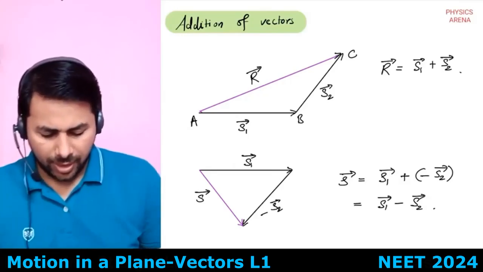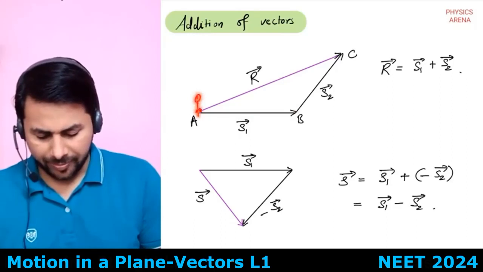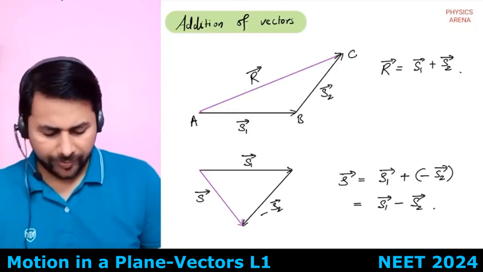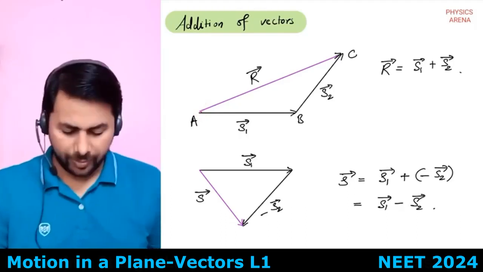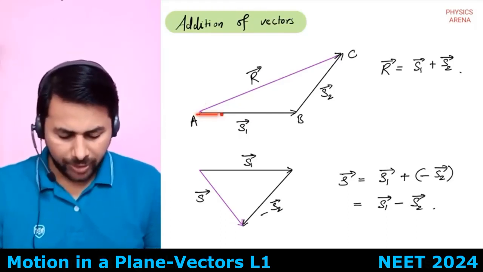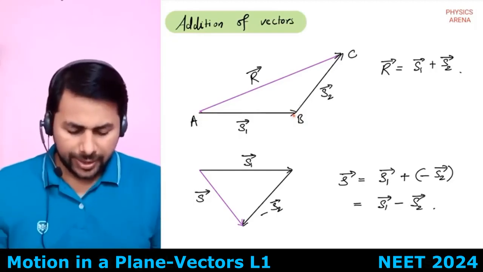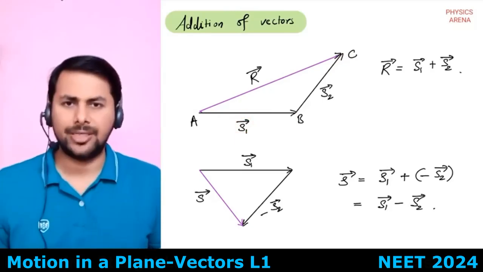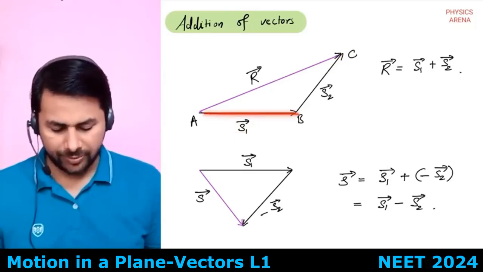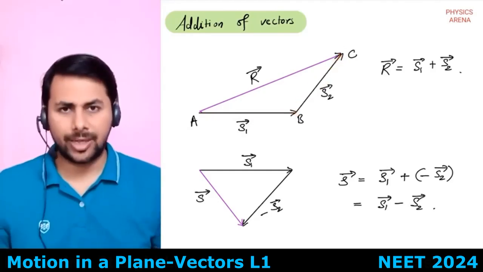So now let's suppose this is one vector. For an example, I'm here and I'm moving. Suppose I start from here, from point A, and I move from point A to B. Then I stop there. Again I move from B to C. So this is my displacement. I call it S1 bar. This is another displacement. I call it S2 bar.